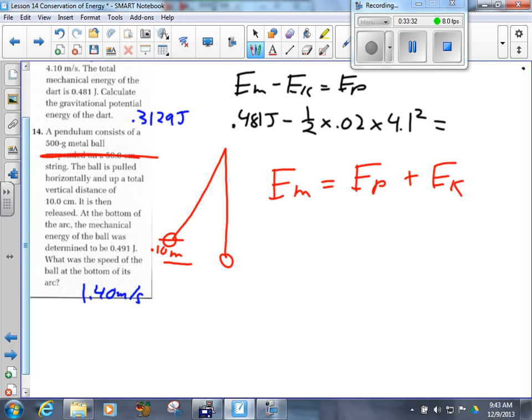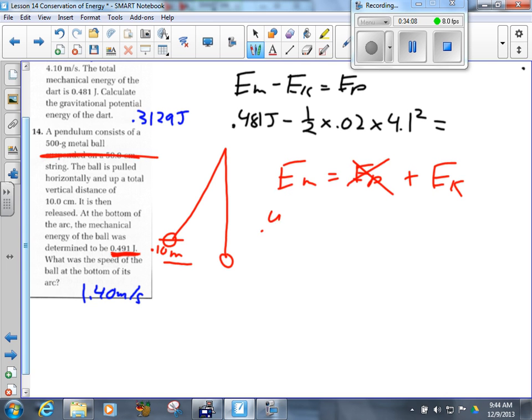So at the bottom of the arc, it has this much energy. And it's all what? All kinetic. Do I even need to worry about that part? Or can I just worry about the kinetic energy at the bottom of the arc? Sorry, I shouldn't scratch out the EM part. I should just scratch out the EP part. EM equals EP plus EK, but at the bottom of the arc, EP is 0. Everyone okay with that?